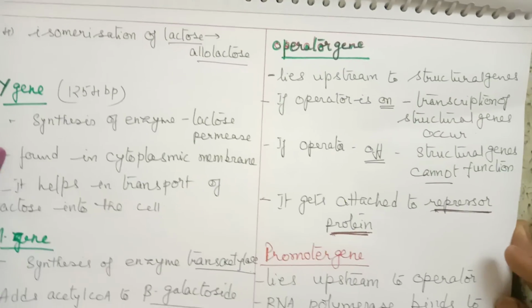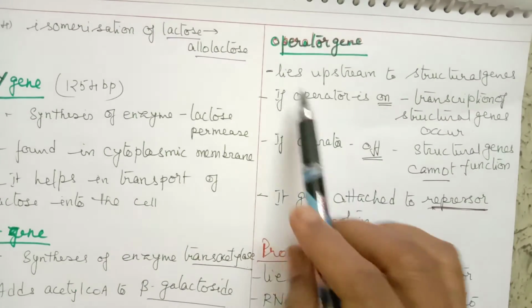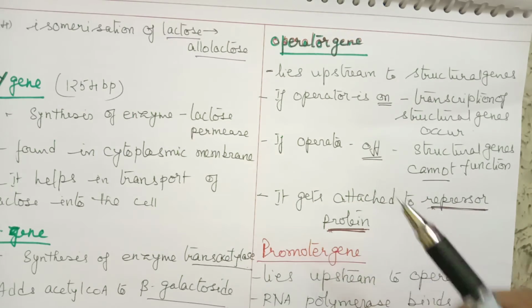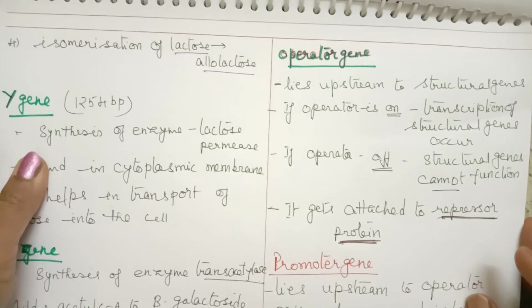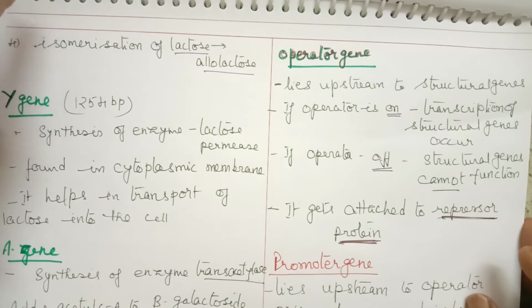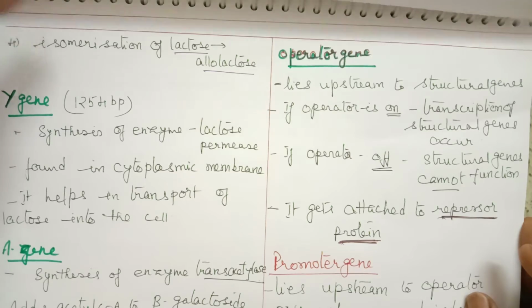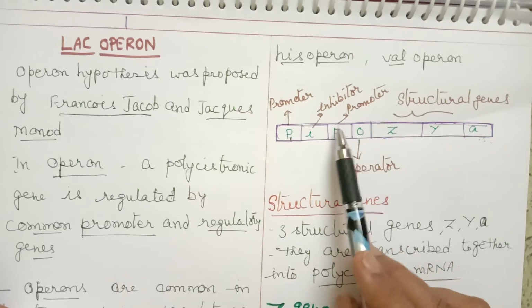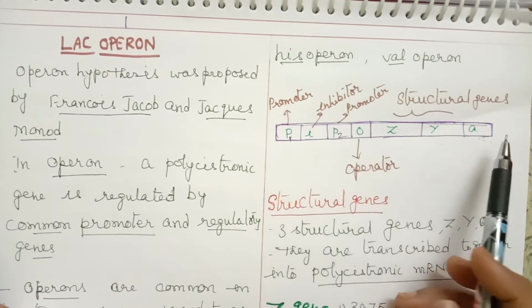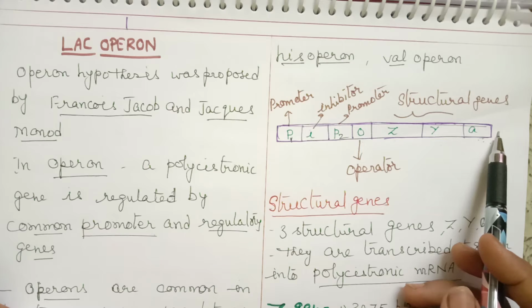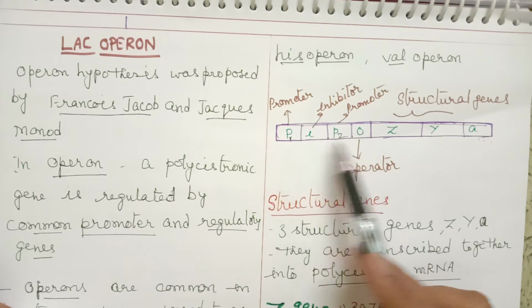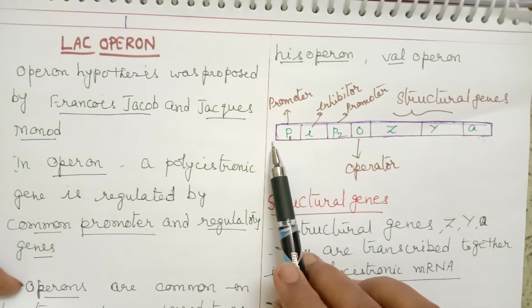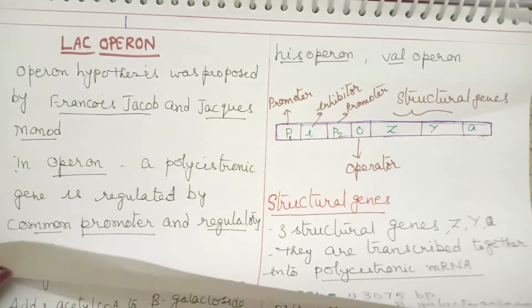Now next, operator gene. What is the operator gene? First, its position lies upstream to structural gene. Now what is the upstream position? It is towards the 5' end of coding strand. So here we can say operator gene, these are structural gene, upstream towards this end. If this is a 5' end and this side is a 3' end, then it is towards the upstream. Operator gene is upstream to structural gene. All towards this side they are upstream, the other side they are downstream.